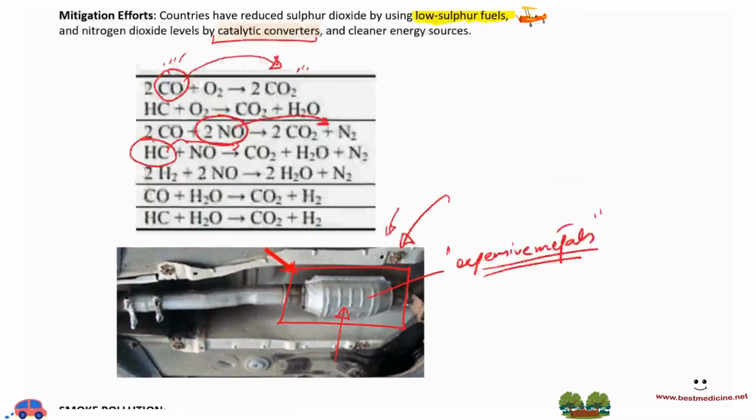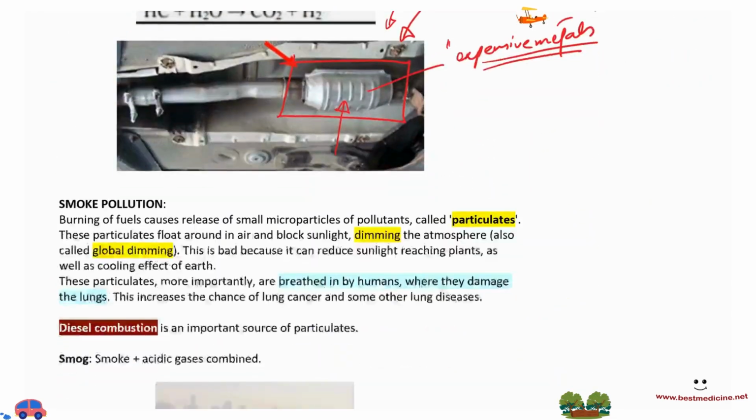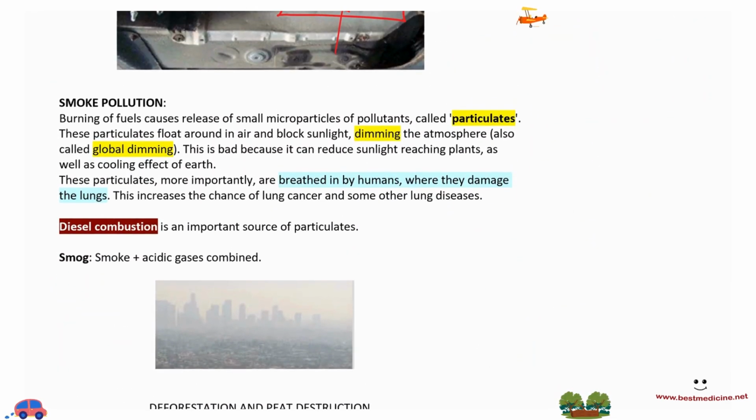Smoke pollution. The other kind of air pollution, apart from acid rain and acidic oxides, is smoke pollution. Of course, smoke blocks sunlight, and it prevents us from being able to see as well. This is because smoke contains very small particles that are called particulates. Burning of fuels causes release of small microparticles of pollutants called particulates. Now these particulates are very harmful.